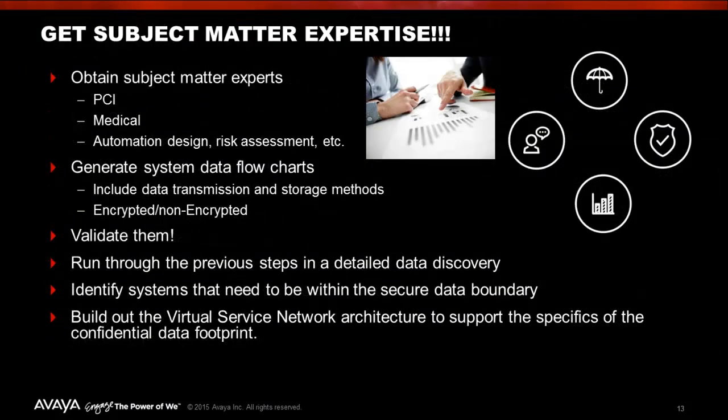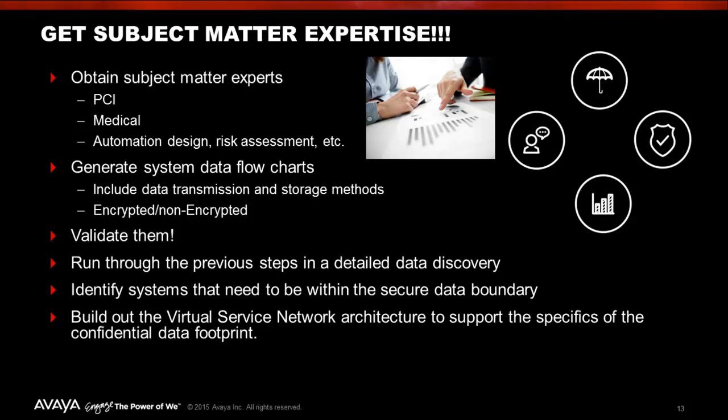By far, the better way to start is to go and talk to the subject matter experts. Talk to the ones that actually work with the application or designed it. In the case of the PCI, talk to the people that implement it. Perhaps even talk to the vendor of the PCI point-of-sale systems. Same thing with medical equipment. Same thing with automation design.